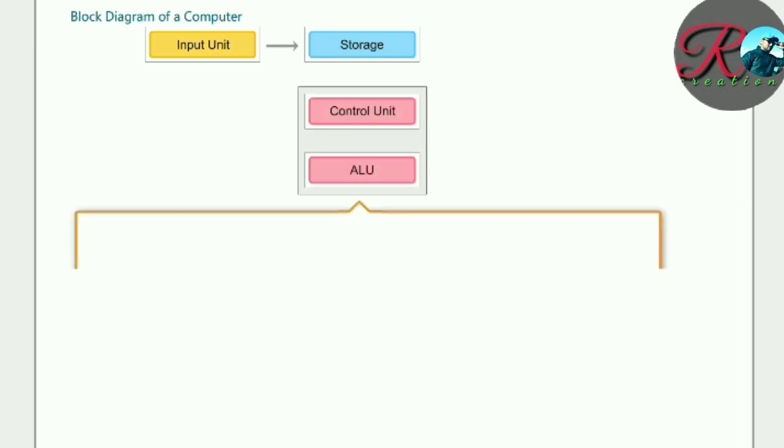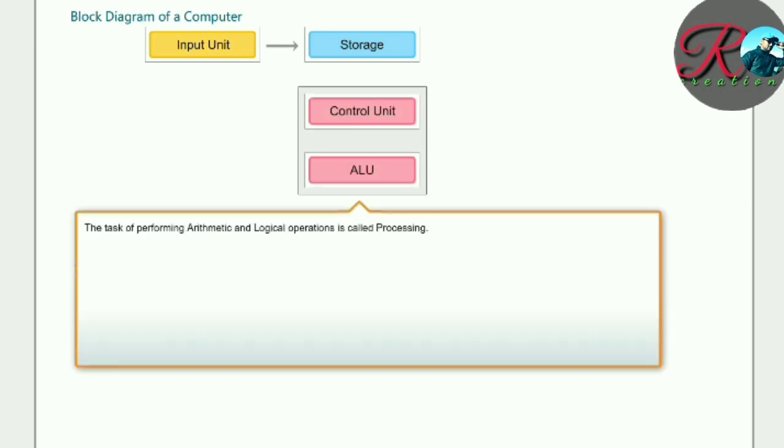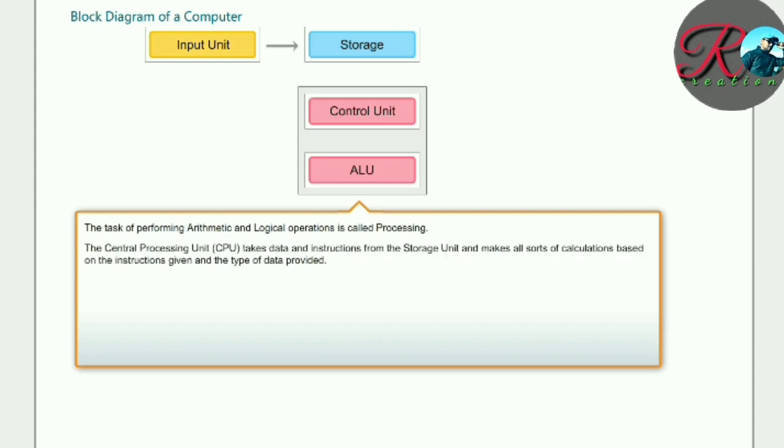Processing. The task of performing arithmetic and logical operations is called processing. The central processing unit takes data and instructions from the storage unit and makes all sorts of calculations based on the instructions given and the type of data provided. It is then sent back to the storage unit.